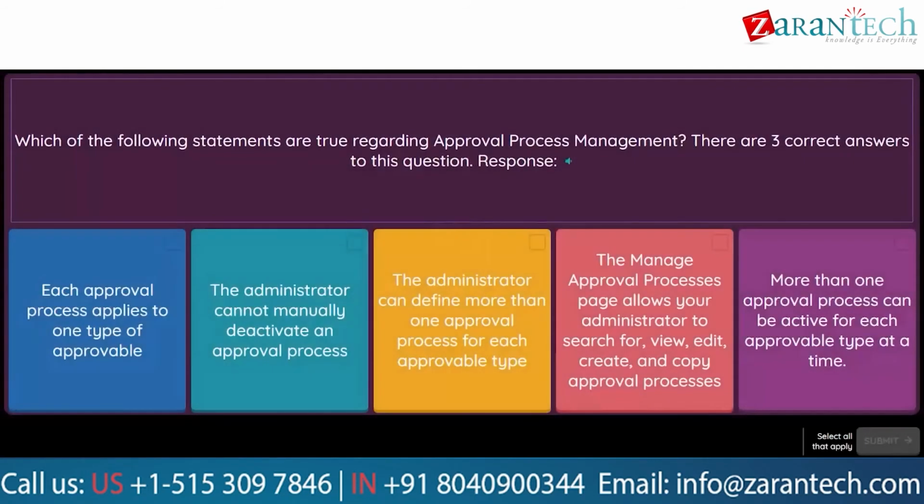Question: which of the following statements are true regarding approval process management? There are 3 correct answers to this question. Response: Option 1, each approval process applies to one type of approvable. Option 2, the administrator cannot manually deactivate an approval process. Option 3, the administrator can define more than one approval process for each approvable type.